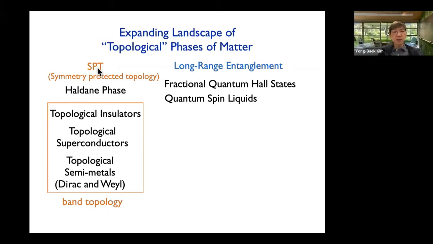For example, there are all these famous symmetry protected topological phases. The most famous example is the spin-1 Heisenberg chain in one dimension. Then we know that the ground state is the Haldane phase. So this is an example of a symmetry protected interacting system. Then there's this popular area of band topology. And at the same time, we have these long range entangled states, like the fractional quantum Hall state or quantum spin liquid state. So quantum spin liquid states are of course an important subject in frustrated magnets.